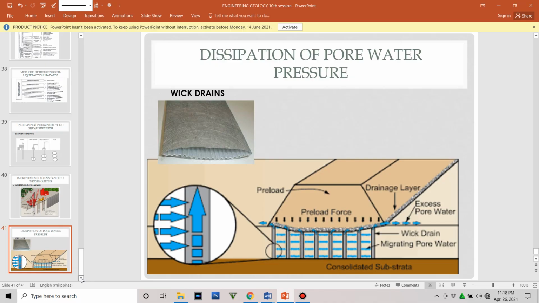Ano? Of course, our topic here is just limited to those enumeration and a brief introduction of the methods in dealing with liquefaction. So we can expound this by yung geotechnical engineering nyo later on.